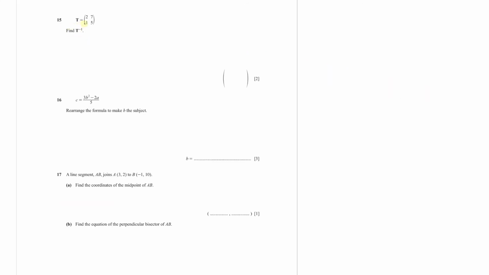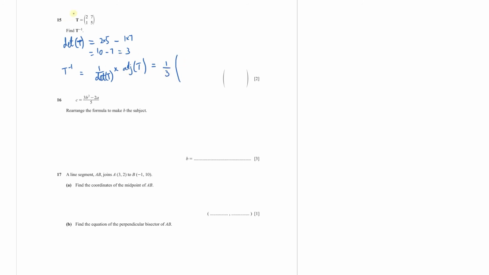Question 15 is you are given this matrix T. You have to find the T inverse. So to find T inverse, first you need to find the determinant of T. So determinant of T will be 2 times 5 minus the product of these two values, which is 1 times 7. So this will be 10 minus 7, which is 3. So T inverse is 1 over determinant of T multiplied by the adjugate of T. So 1 over determinant of T will be 1 over 3.